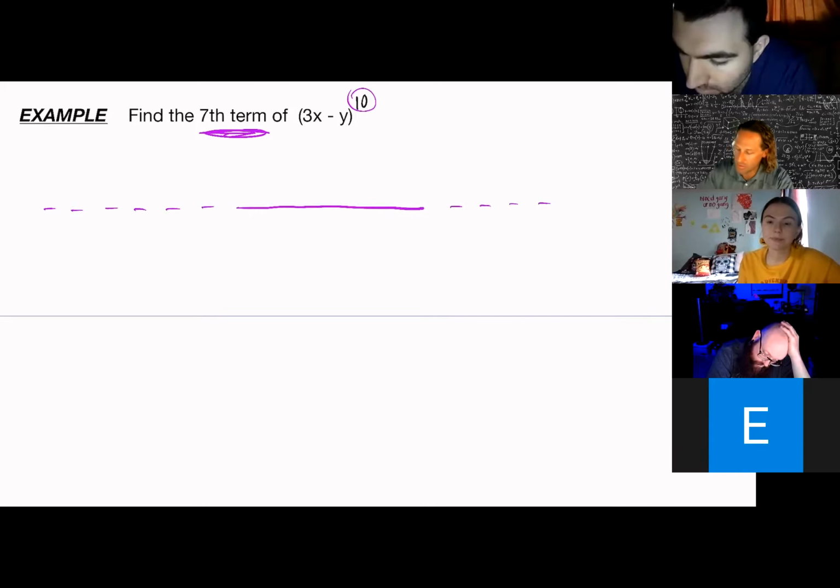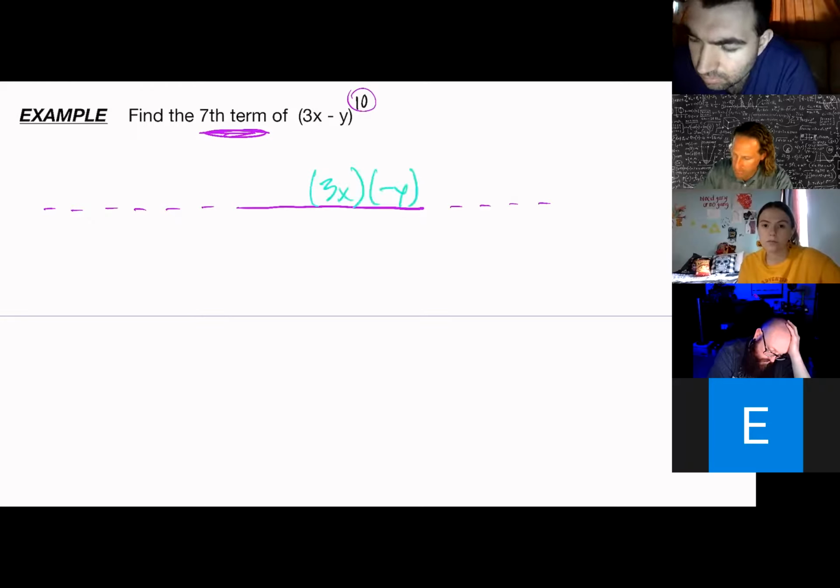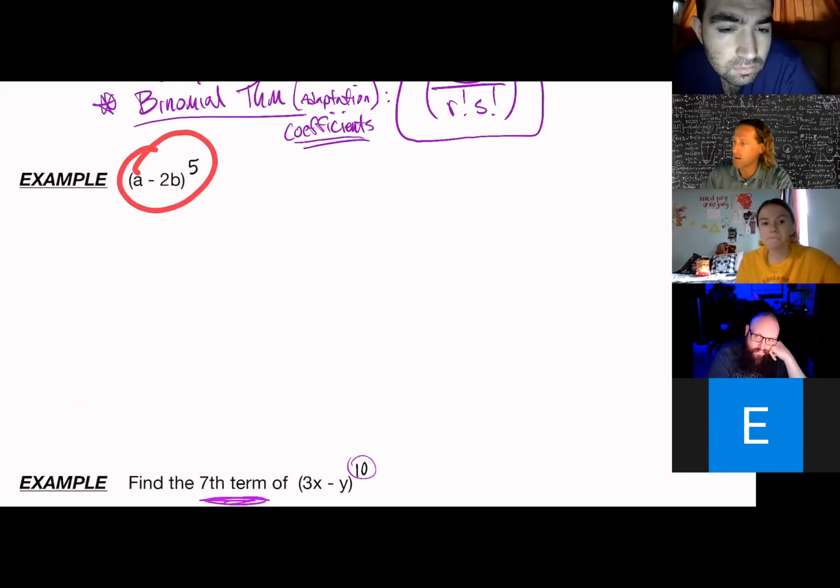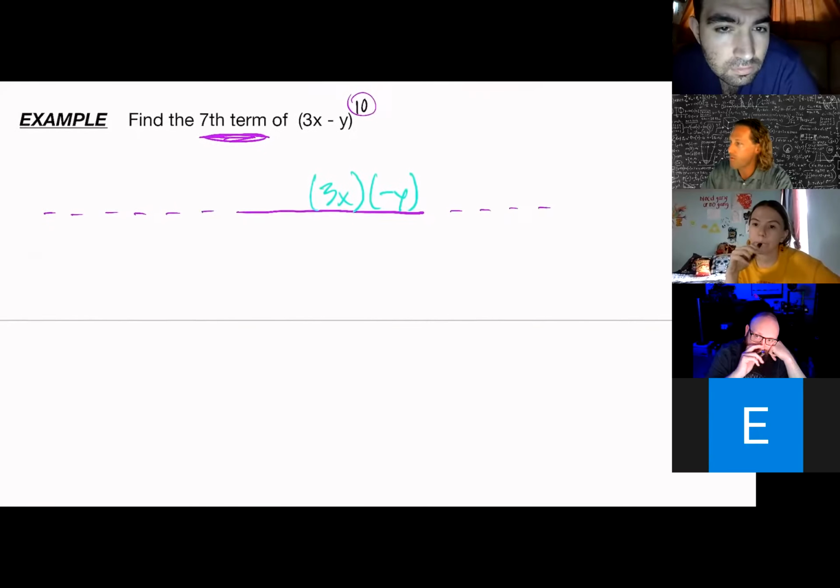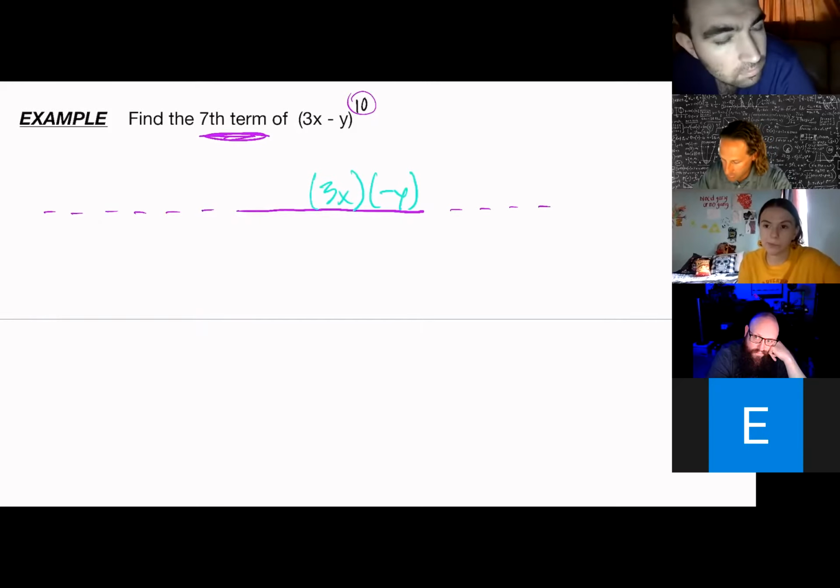What do I know each one of these is going to have? A 3x and a negative y. You do have to include the negative sign on any of your terms, which is why I was going to do another one here, but for time's sake, I'm going to do this one instead. Same purpose. Then what do we say we could do? What could we find next?